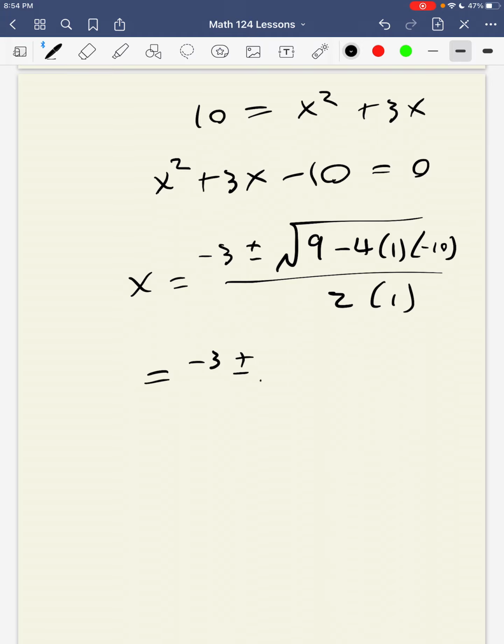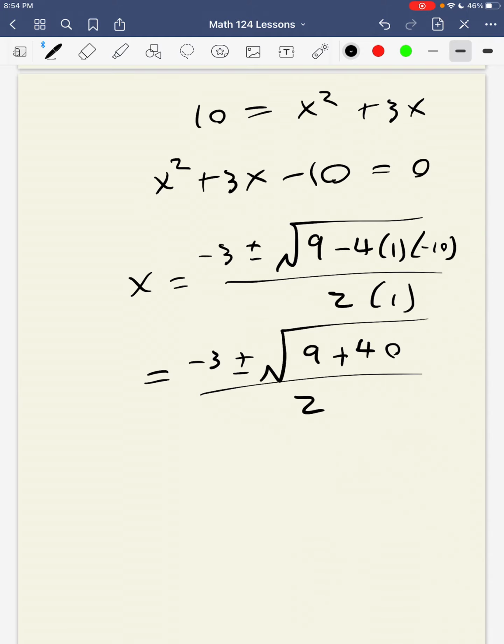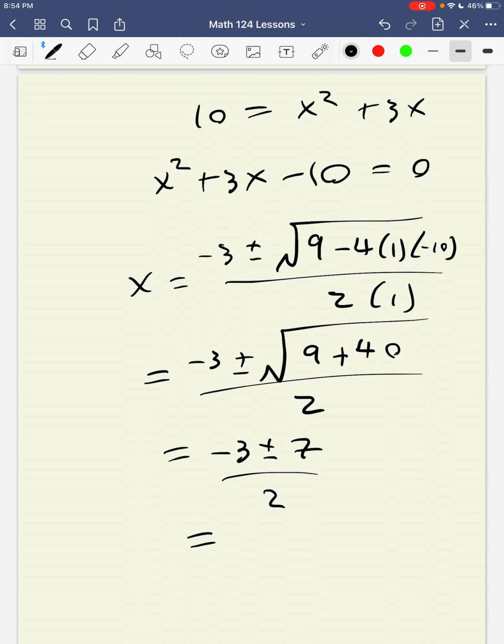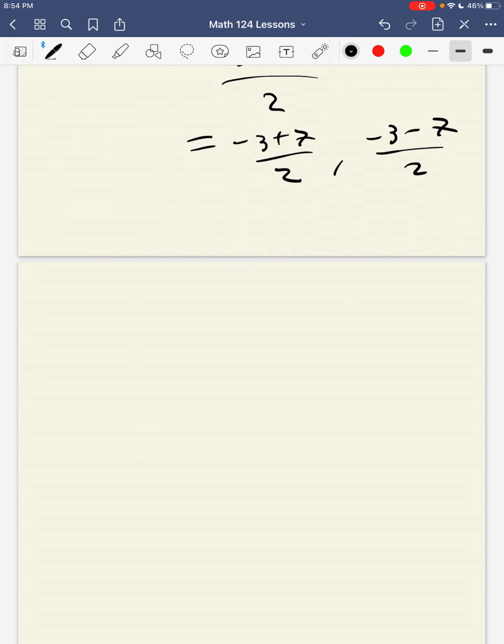Negative 3 plus or minus the square root of 9 plus 40, all over 2. Negative 3 plus or minus the square root of 49, which is 7, over 2. Negative 3 plus 7 over 2, or negative 3 minus 7 over 2. So what do we have? 4 over 2, or negative 10 over 2: 2, or negative 5.